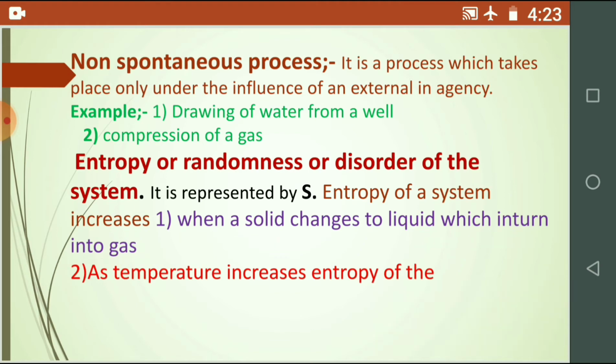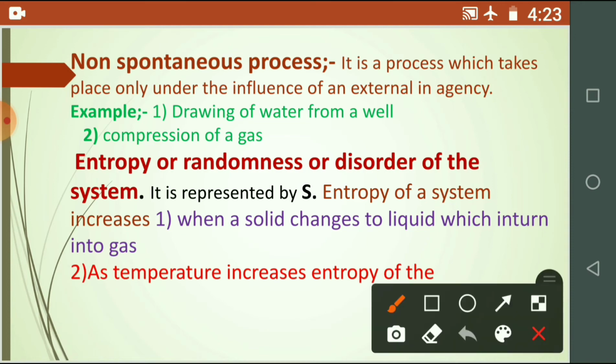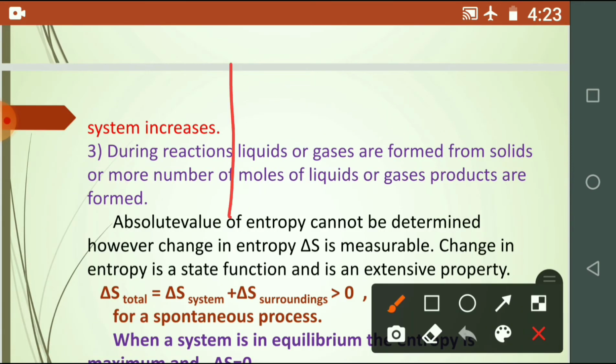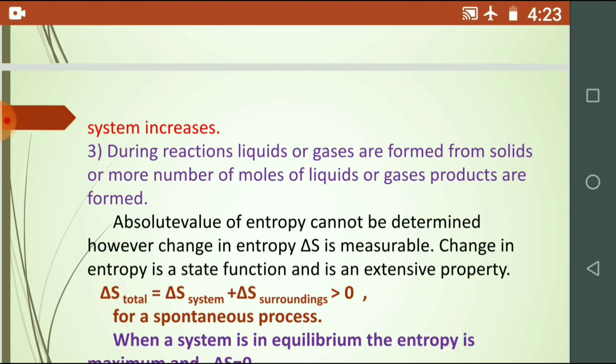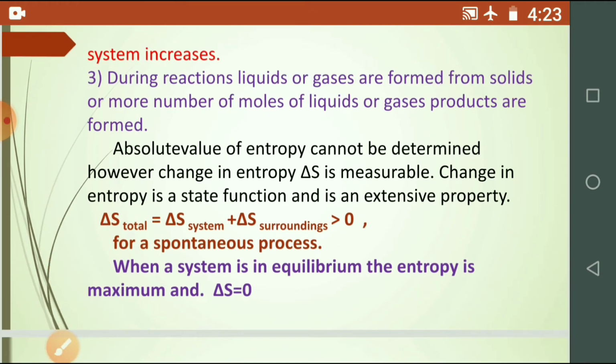Next, as the temperature increases, entropy of the system also increases. See, what happens is, if we take water in a container and go on supplying heat, the water molecules move randomly. So when it starts boiling, the randomness increases. In other words, as we increase the temperature, randomness or entropy increases.